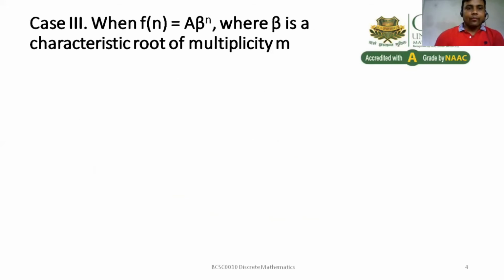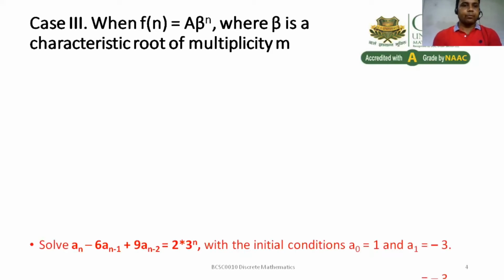In the same way, we can talk about the third case, whenever the fn part is of the form a beta to power n, where beta is a characteristic root of multiplicity m. Whenever we say beta is a characteristic root of multiplicity m, it means the root beta appears m times. For the given recurrence relation, beta will appear as a characteristic root m times. That is why it is called a characteristic root of multiplicity m.